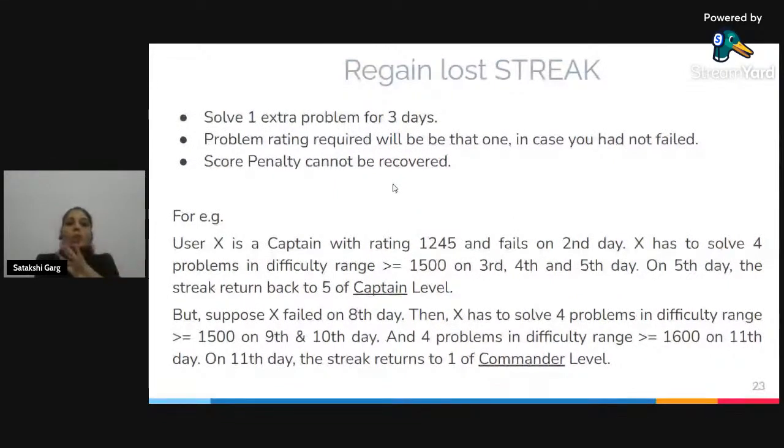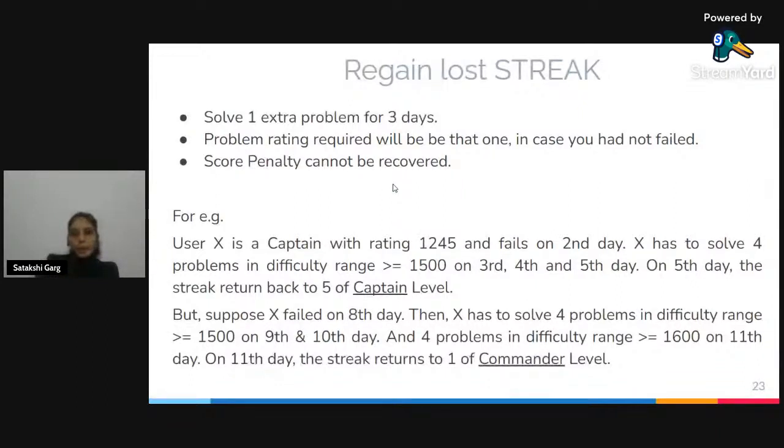And in case it is not, even during the CP camp, if you have any doubts with this process, you may ask me on the community that I failed, for how many days I am supposed to solve problems, and for what difficulty rating. I'll clear your doubts even then. So don't worry about it. I know it's a bit complicated over here. So that is how it goes.